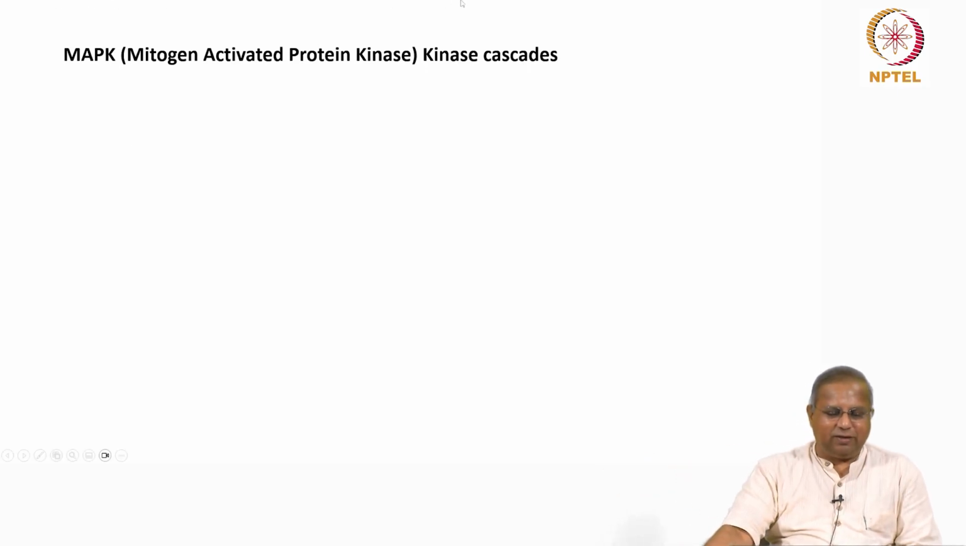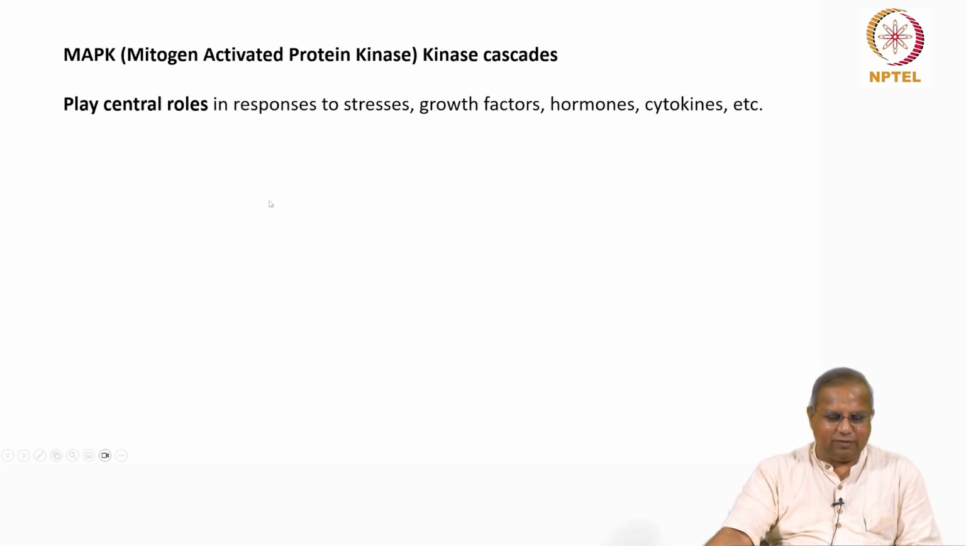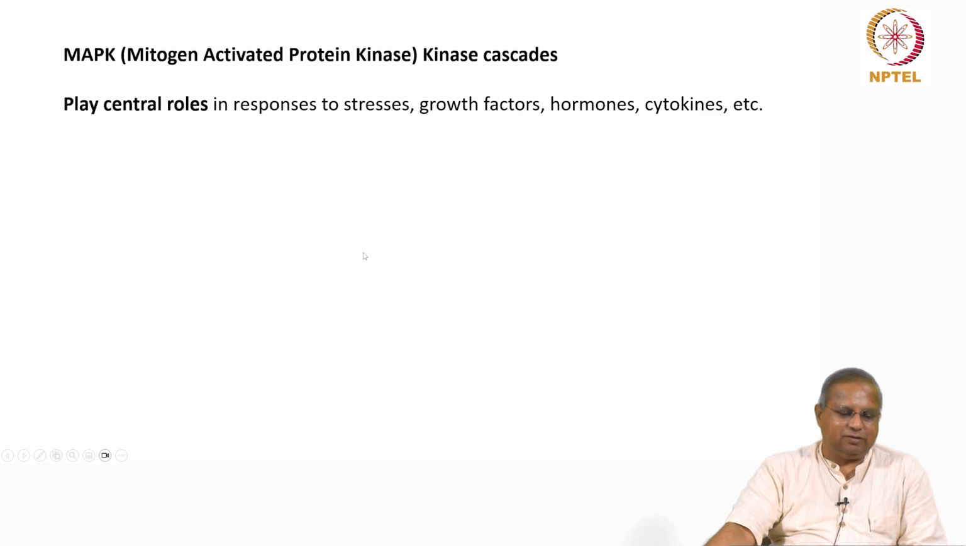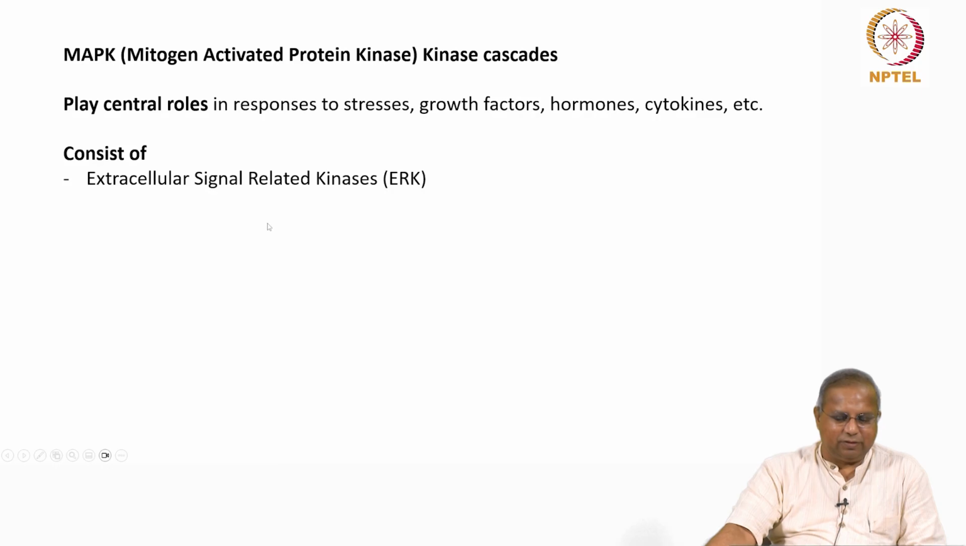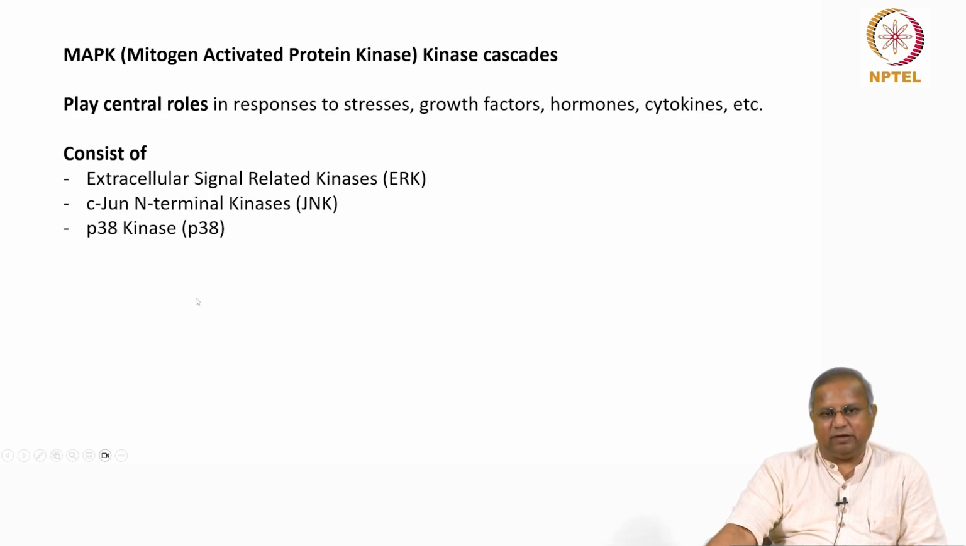So, MAPK kinase cascades, you may have seen. These play central roles in responses to stresses, growth factors, hormones, cytokines, and so on and so forth. This also you may recall. This consists of the following: ERK, extracellular signal related kinases, c-Jun N-terminal kinases JNK, and p38 kinase. These are the three that it consists of.